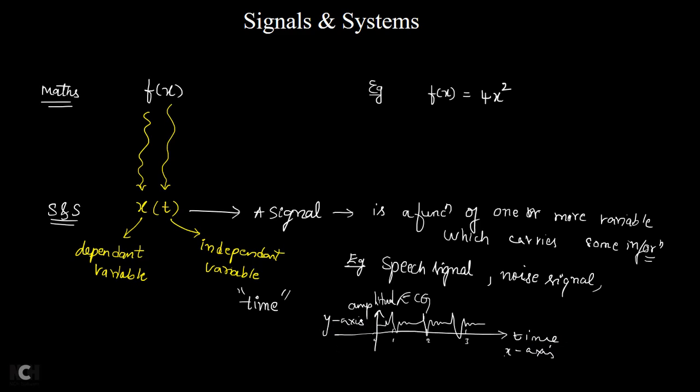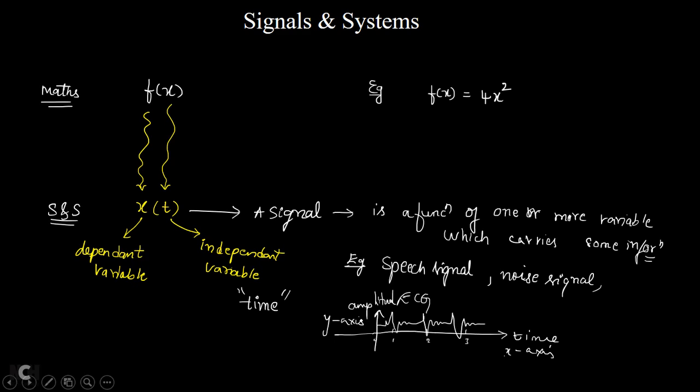Similarly, in our speech signal, when I am speaking, at this time my amplitude level is low, and at the next time my amplitude level is changing. It can increase or decrease. Depending upon time, I am speaking with a low voice or with a high voice. So my speech signal amplitude, the loudness, depends on time. So most of the signals present around us in the real world depend on time.